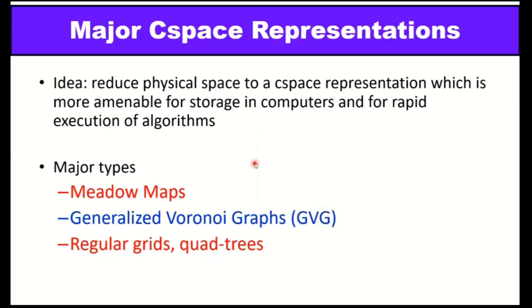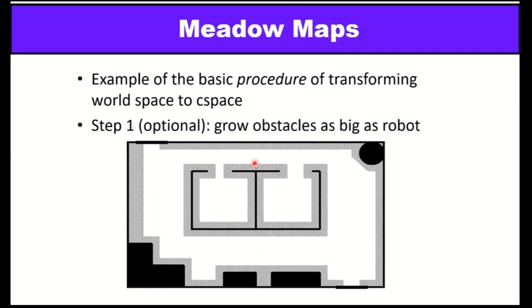Now let us discuss what these techniques are. First of all, consider this room layout or space layout where we want to find out the path. This is our overall configuration space where we want to find the path.